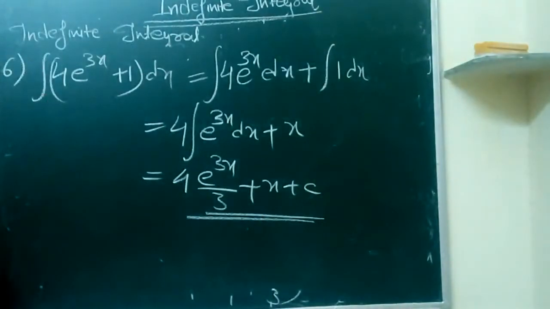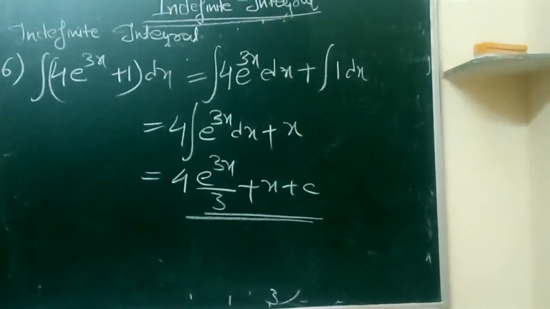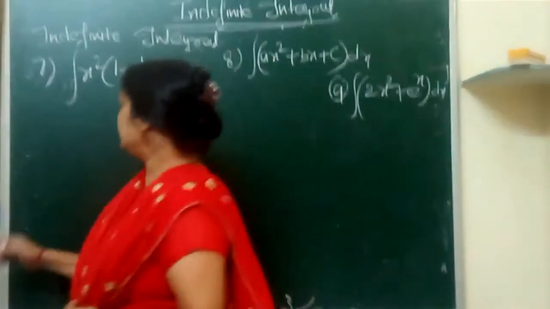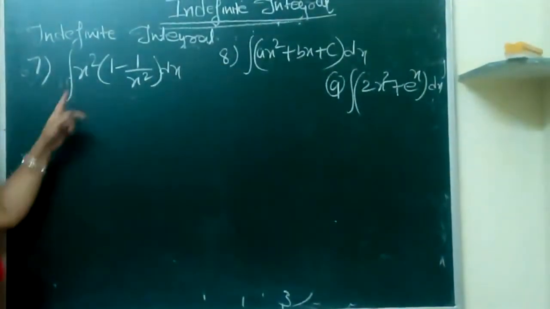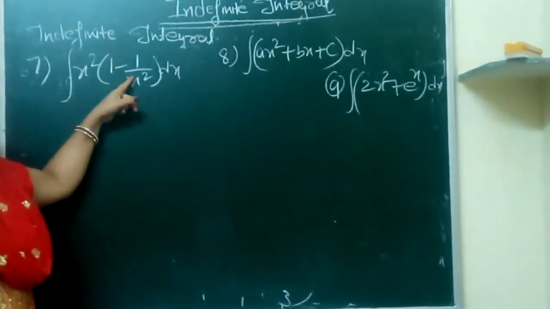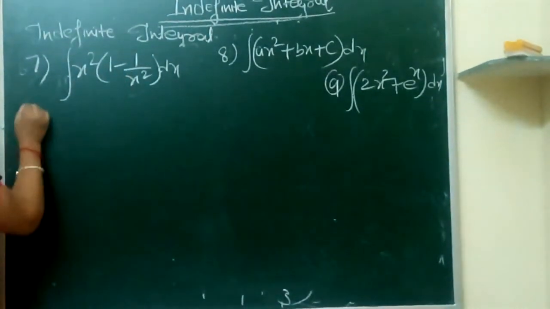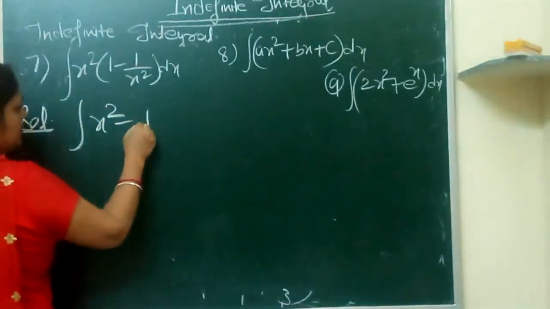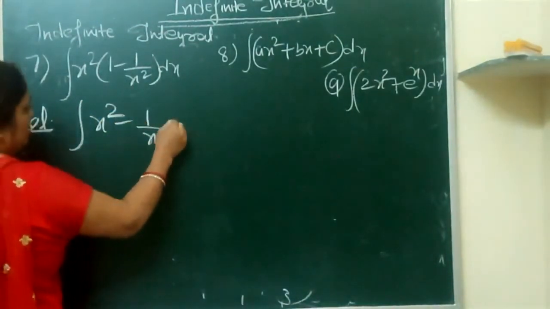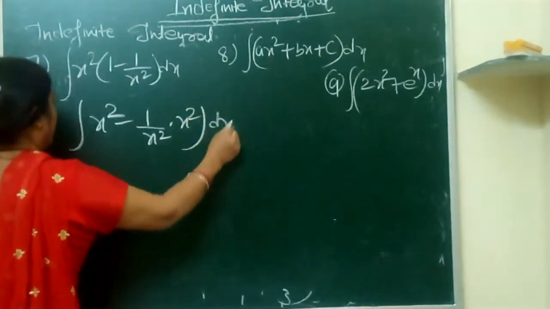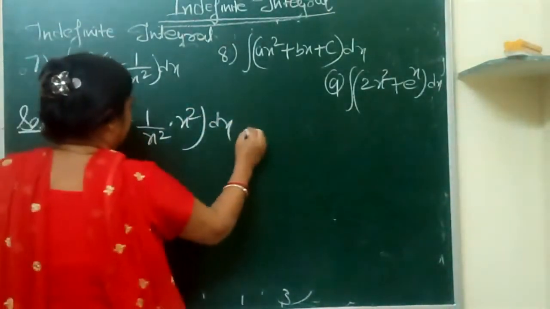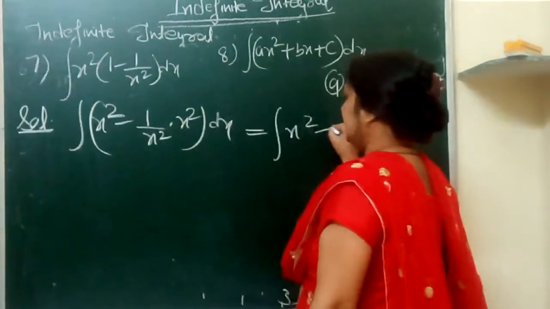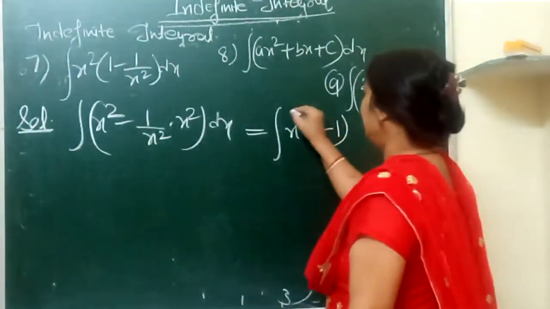Now we will solve question number 7. In question number 7, that is x² into 1 minus x²... that is integration of (x² minus 1 upon x²) dx. Now let us start the solution. What will come here? Open the bracket, it will come (x² minus 1 upon x²) into x² dx. After that it will come x² minus, this cancels, 1 into dx.